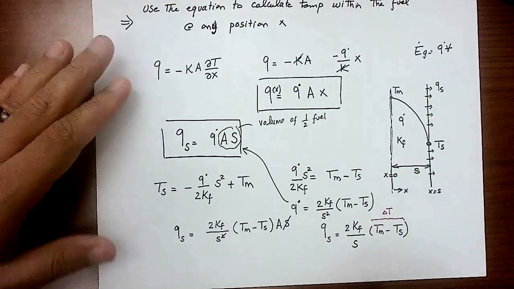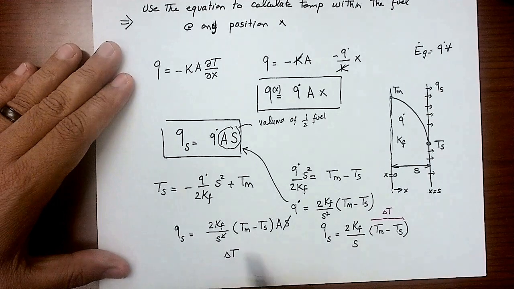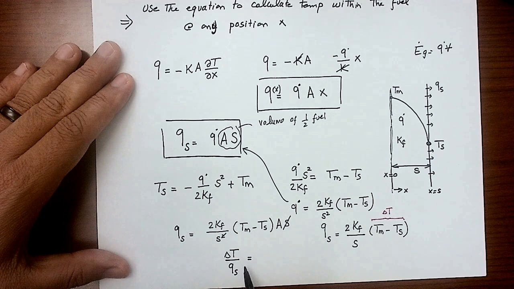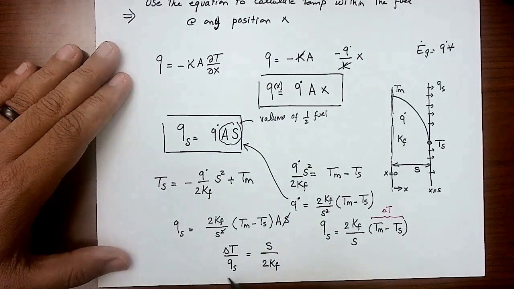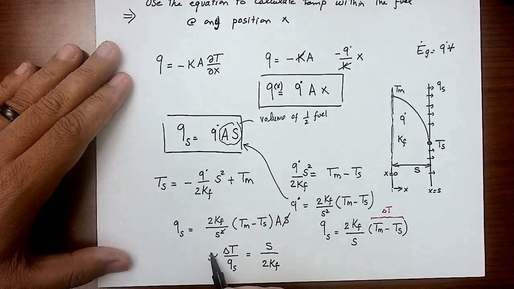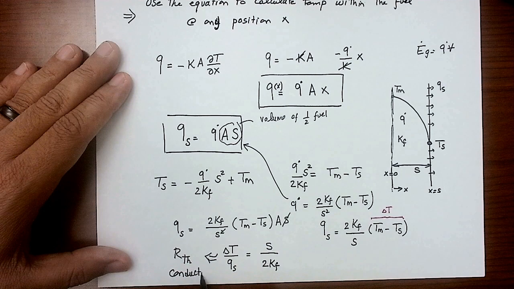Let's rearrange the equation. So I will have delta T, which is this term, divided by QS, equal to S over 2Kf. What is delta T over Q? Go back a little bit. This is thermal resistance for conduction, and it can be calculated from this equation here.